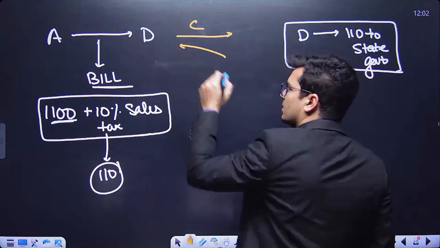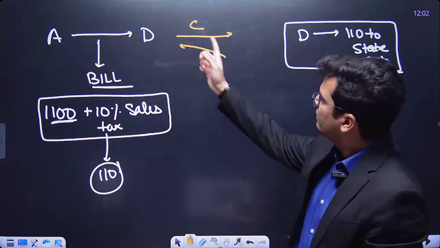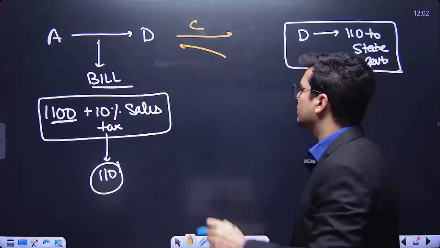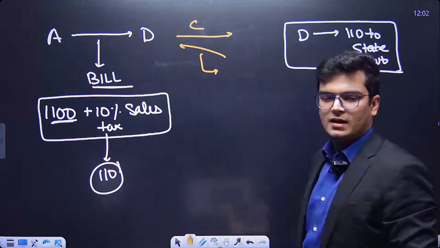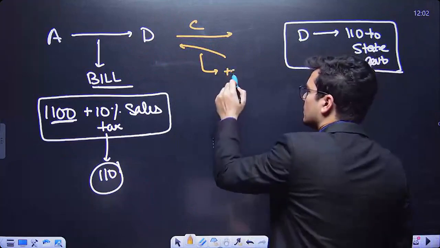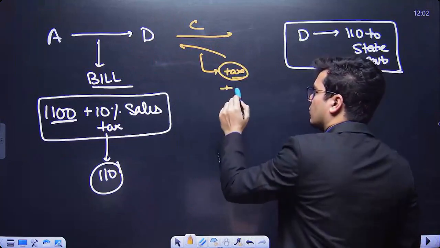Whatever he writes on the bill. Bill making भी अभी हम देखेंगे. He will collect certain money from the consumer. He will collect this money in the form of, let's say, tax and whatever is his value added.